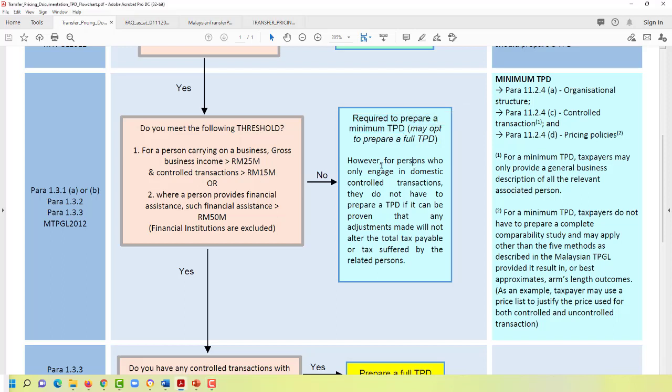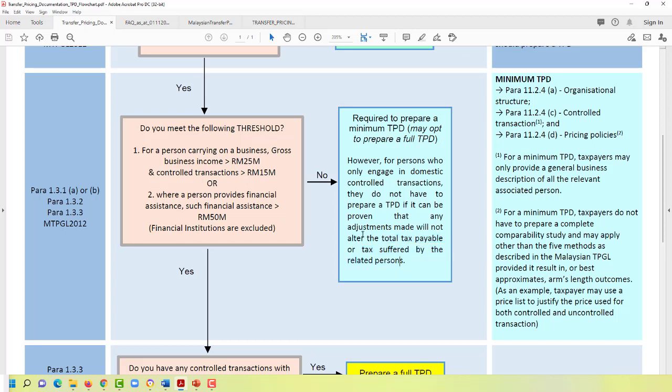But even that, there is good news for those who engage only in what we call domestic controlled transactions. That means your associated persons are all in Malaysia. So you have a Malaysian company selling to a Malaysian company, and they actually do not need to prepare a TPD if it can be proven that any adjustment will not alter the total tax payable or the tax suffered by the related person.